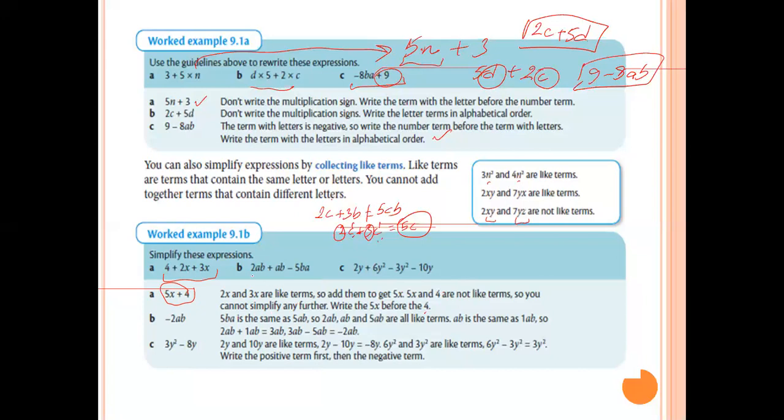And the next expression, 2ab plus ab minus 5ba. There is a problem because it's not in order. We should write in order. Minus 5ba is equal to minus 5ab. Okay, it's no problem. You can write ab in the place of ba.